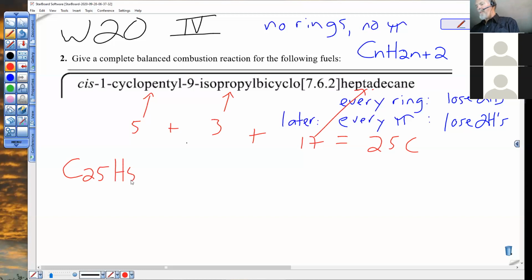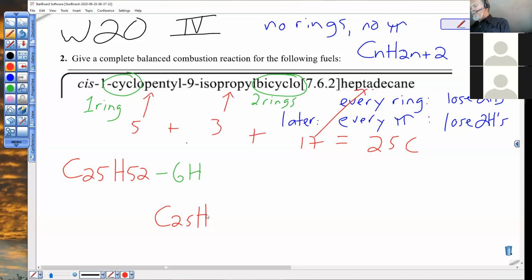This is not the right formula. It's where we start. We have a ring here. One ring. Bicyclo. Take a wild guess. How many rings? 2 rings. Minus 6 H's. Why? Every ring lose 2 H's. Your correct fuel formula, C25, H, 52 minus 6, no calculators.